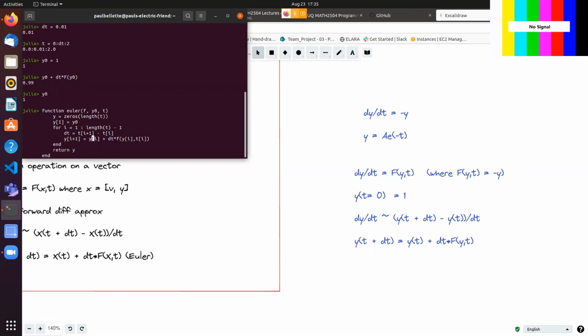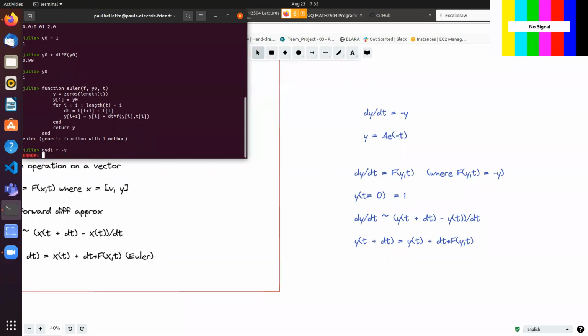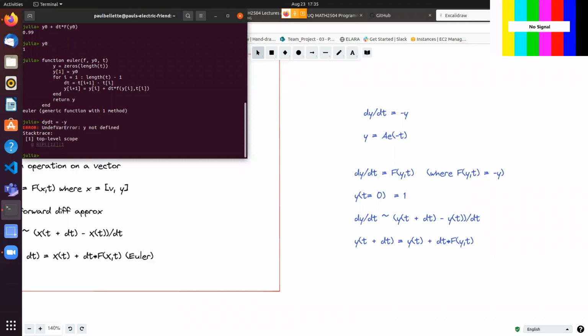So this is the same thing. I'm just applying this: dt times f of y, t. So it should be a function of two things, and return y. Okay, so Euler. dy/dt just equals minus y. That's fine. Yeah, let's not worry about that.